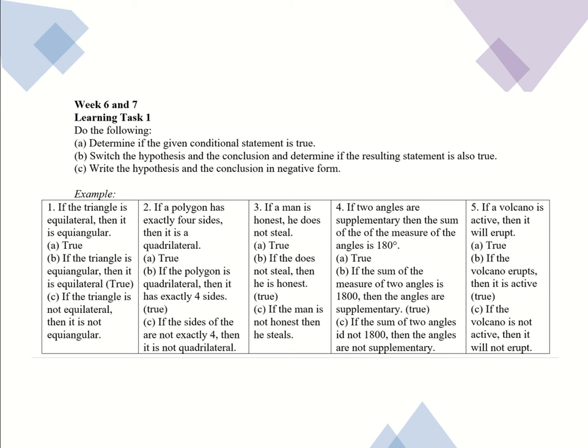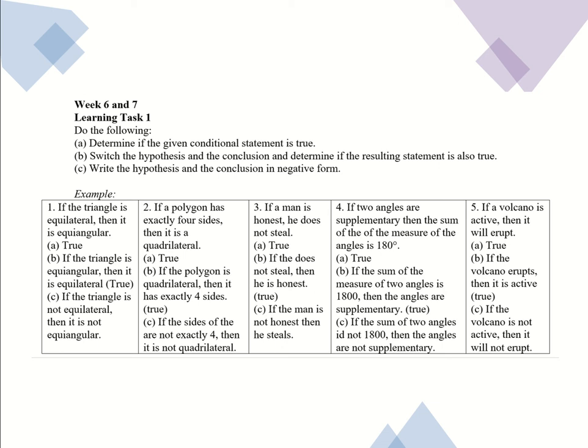Number 1, if the triangle is equilateral, then it is equiangular. So that is an example. So this is a true statement. Letter B, if the triangle is equiangular, then it is equilateral. So that is also true kapag pinagbaliktad natin, interchange natin ang hypothesis and the conclusion. Letter C, if the triangle is not equilateral, then it is not equiangular. Gagawin natin parehas negative form. So nag-include na tayo ng word na not, okay? So kung meron namang katumbas na other word para mag-negative yung word na equilateral tsaka yung equiangular, pwede naman natin palitan.